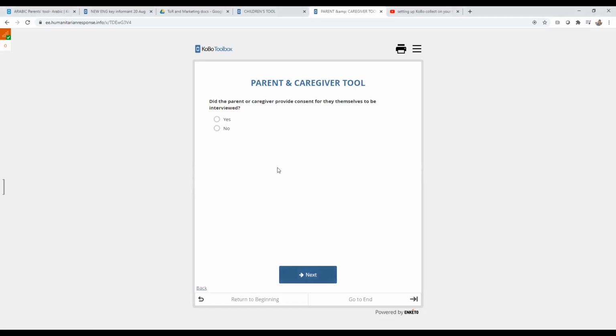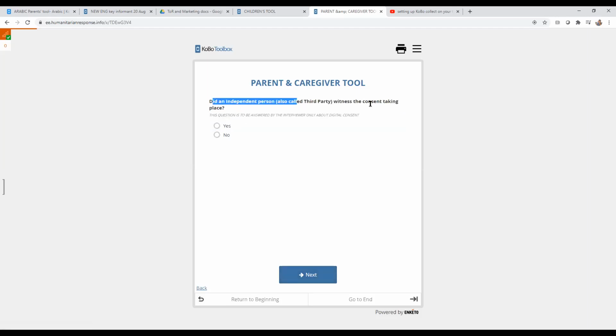The next question is about did the parent or caregiver provide consent for themselves to be interviewed? For those of you that participated in the child safeguarding training, you know that we are using an online method of getting informed consent, which means that we have to have a third party also take part to be sure. So if the parent and the caregiver provided consent for themselves to be interviewed, you can answer yes here and move on to the next question.